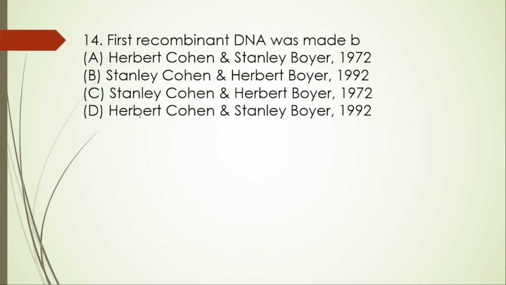Next, 14th one. First recombinant DNA was made by, just now I said, isn't it? Cohen and Boyer in the year 1972. Not Herbert Cohen, it's Stanley Cohen and Herbert Boyer, but not 1992, it's 1972. Stanley Cohen and Herbert Boyer in 1972. Yes, this one is the right one.